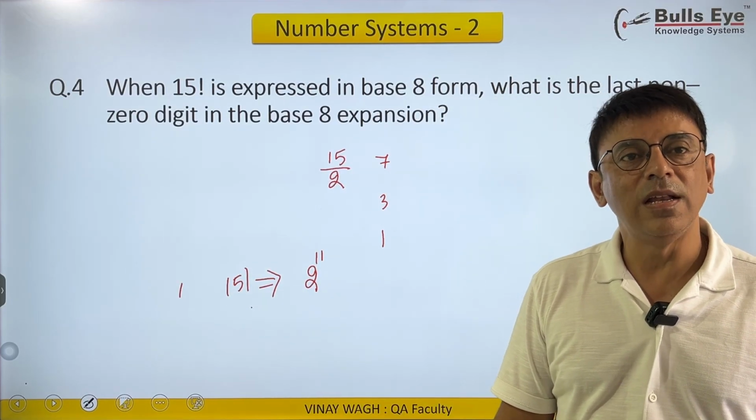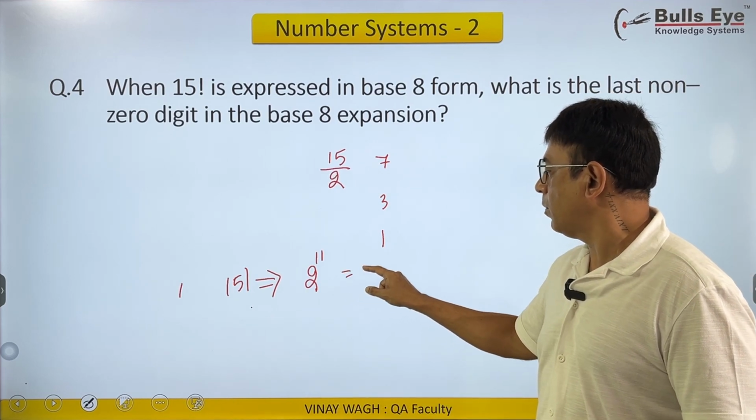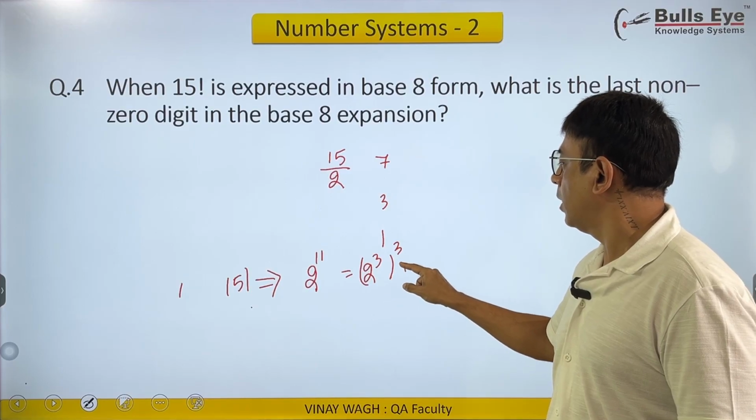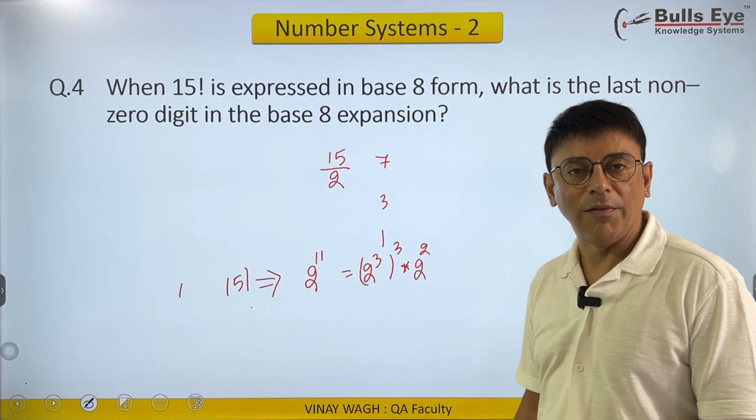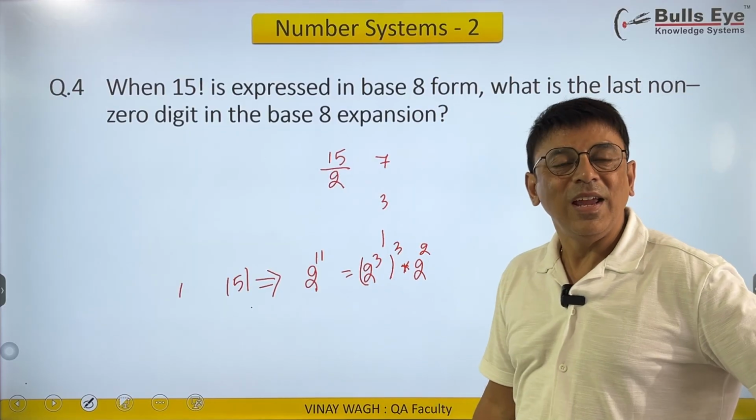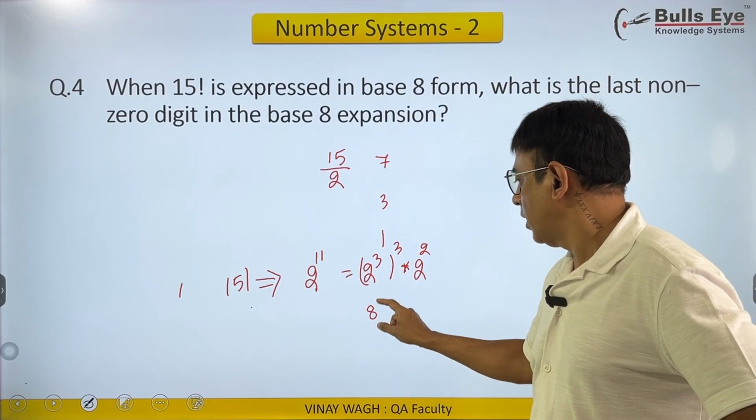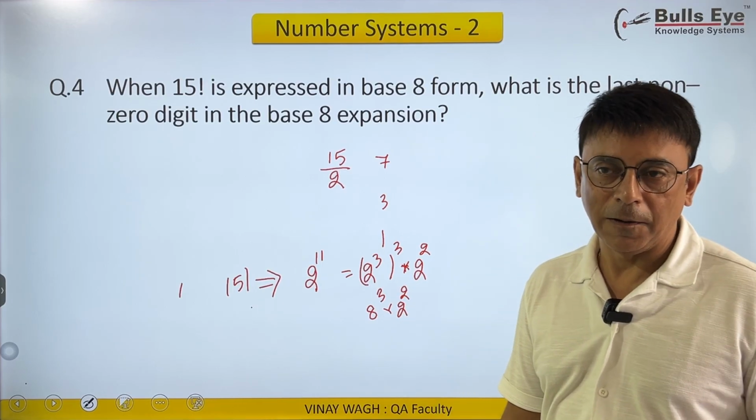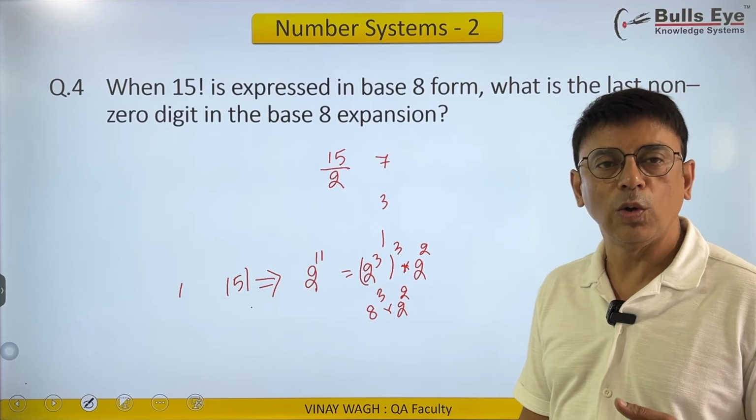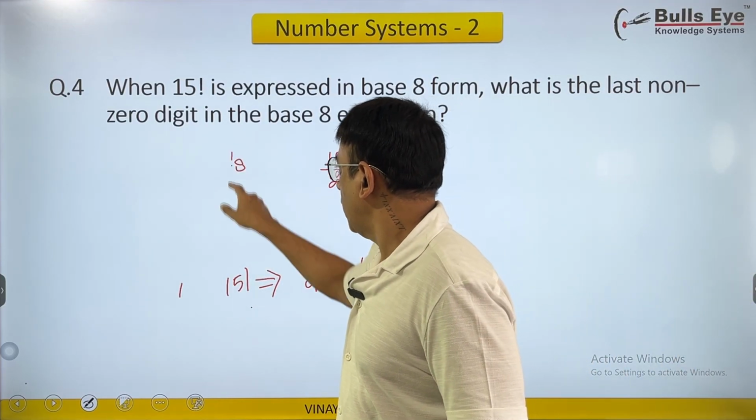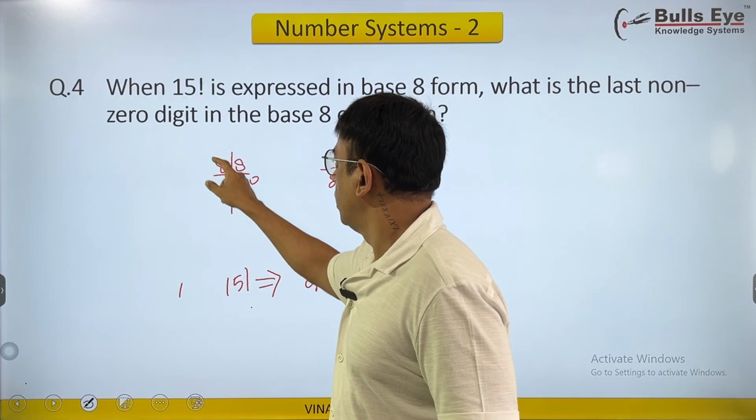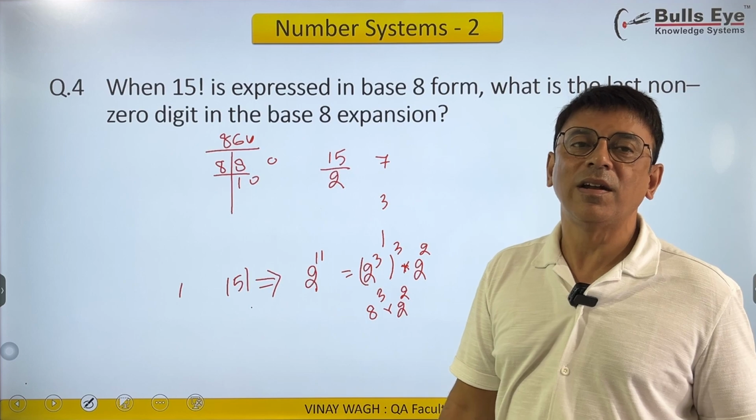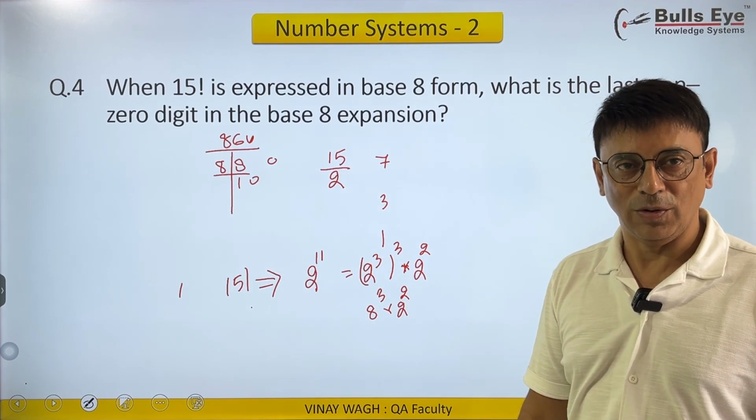But our interest lies in the 8s. So 2 raised to 11 can be written as 2 raised to 3, 3 threes are 9, into 2 raised to 2. 9 and 2 make 11, right? Now there are 3 8s. This is 8 cube into 2 raised to 2. So any appearance of 8, if you get into the base of 8, you will see a 0. For example, the number 8 has got 1 zero. 64 has got 2 zeros. And 512 in the base system 8 will have 3 zeros.